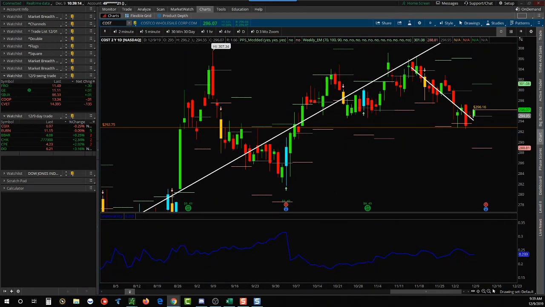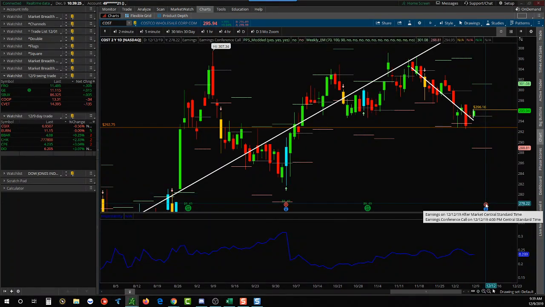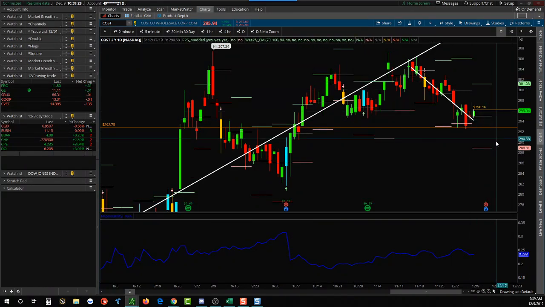For me on Costco, on the 12th, I'm going to look to build an iron condor with Friday's expiration. And I'm going to look for price to maintain this box or whatever current implied volatility level that it has, using probably a 1 deviation strike price selection.